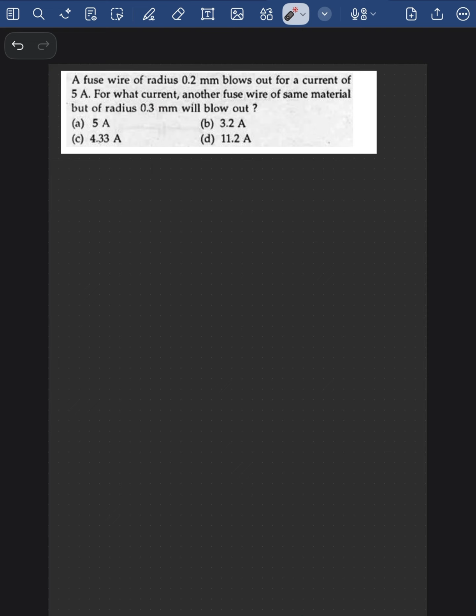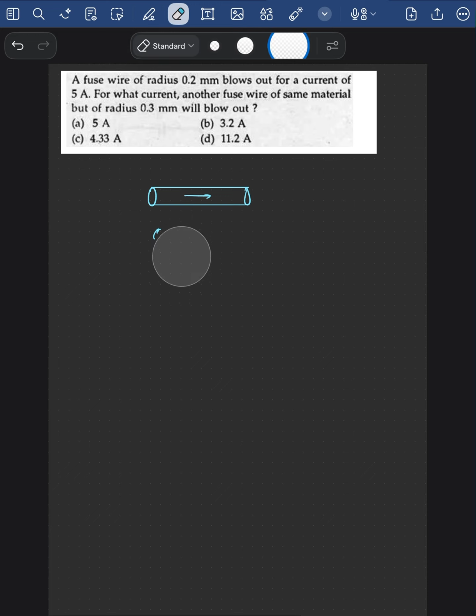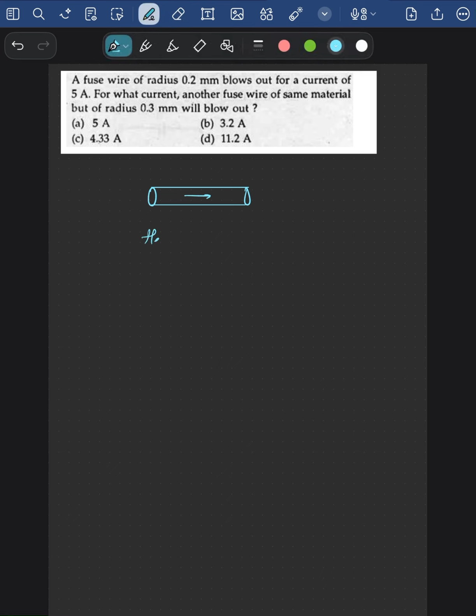So let me take this question as an example to explain how to solve these kinds of questions where you need to understand the working of a fuse wire. We know when current passes through a resistor, let me take a cylindrical wire, and let's say you have a current I passing through it. This will give out heat, and the heat dissipated by the resistor is given by the formula I squared R.